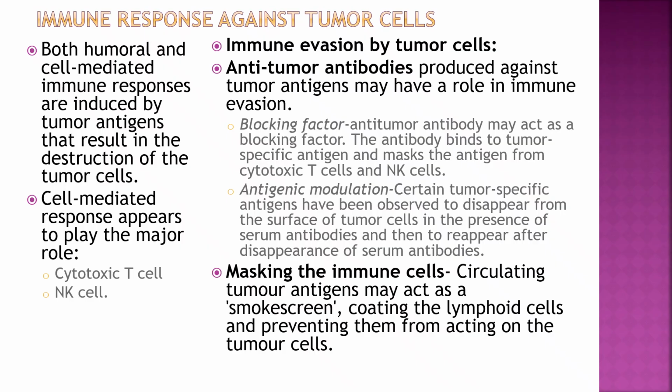Immune evasion by tumor cells. Anti-tumor antibodies produced against tumor antigen may have a role in immune evasion. Blocking factor: the anti-tumor antibody binds to the tumor-specific antigen and masks the antigen from cytotoxic T cells and NK cells. Antigenic modulation: certain tumor-specific antigens have been observed to disappear from the surface of tumor cells in the presence of serum antibodies, and then reappear after disappearance of the serum antibody. Masking the immune cells: circulating tumor antigens may act as a smoke screen, coating the lymphoid cells and preventing them from acting on the tumor cells.